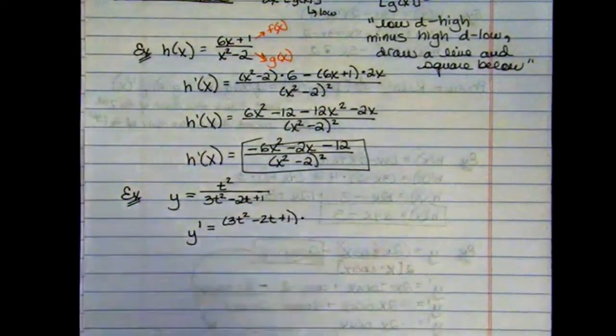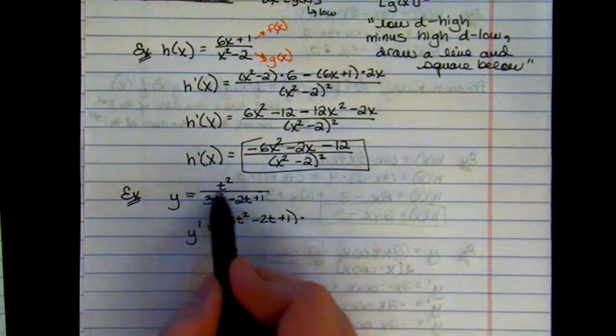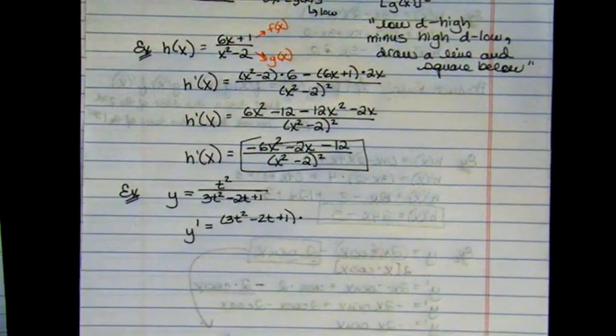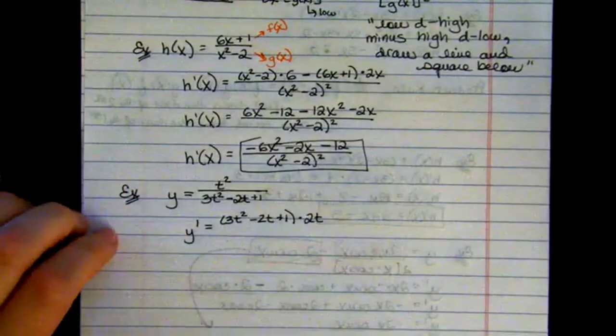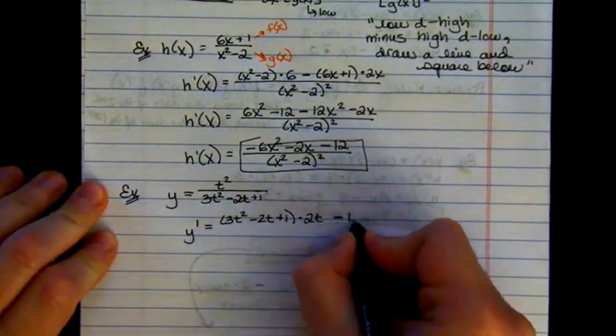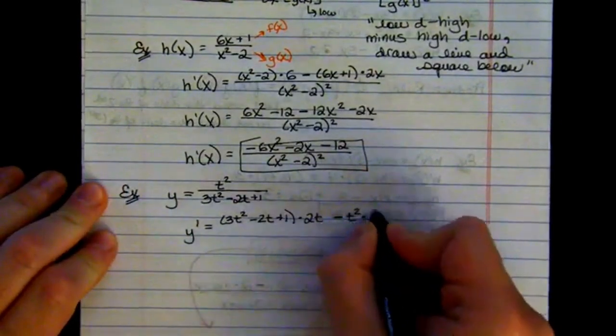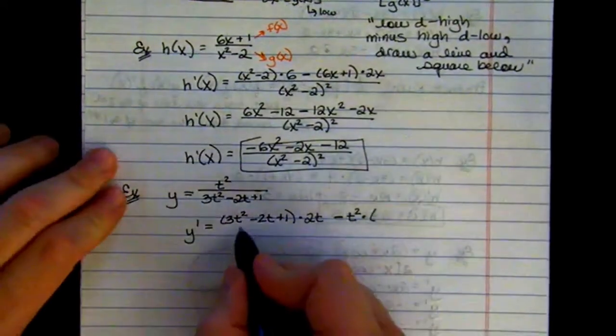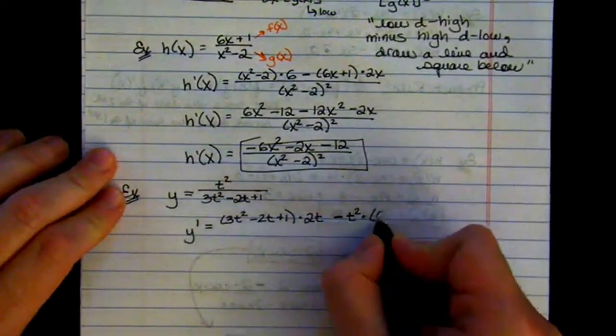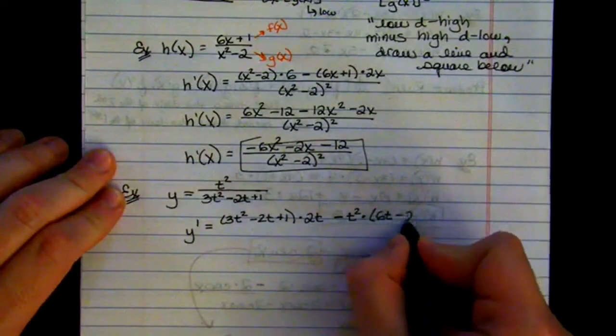Your turn. What's d high? What's the derivative of the top part? You said 2t minus high, t squared. Okay, your turn again. Derivative of the bottom part, d low. Low, d high minus high. D low is 6t minus 2.